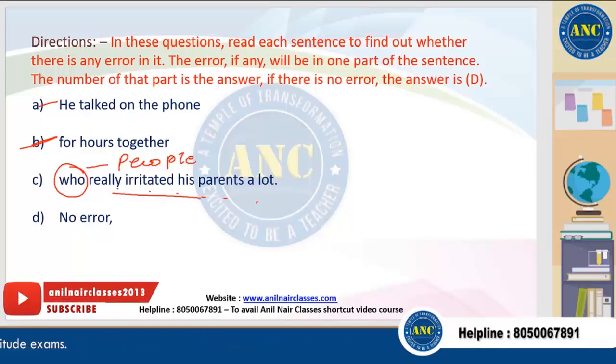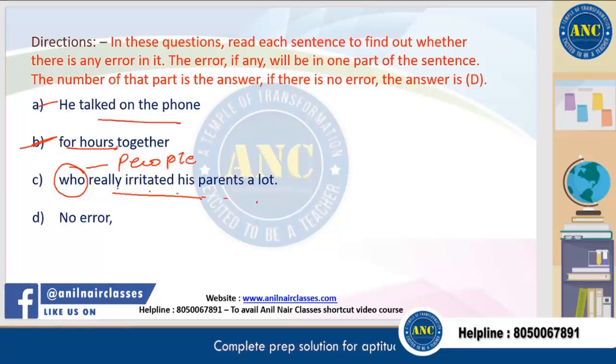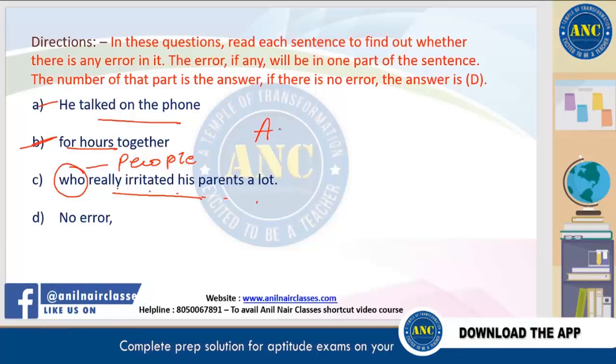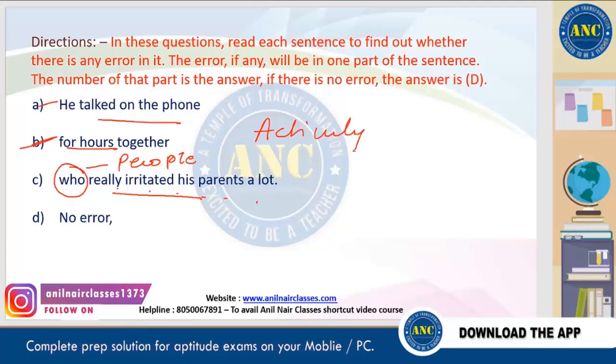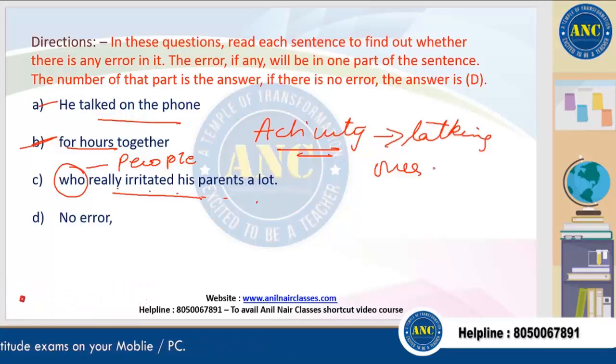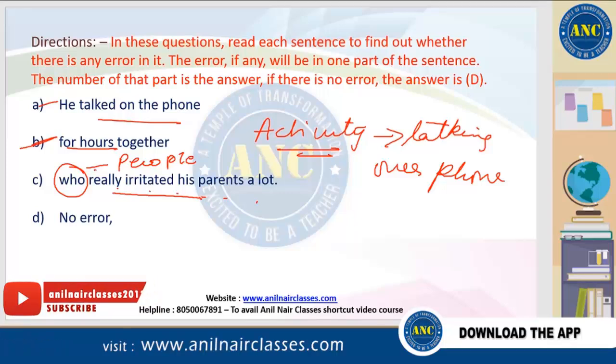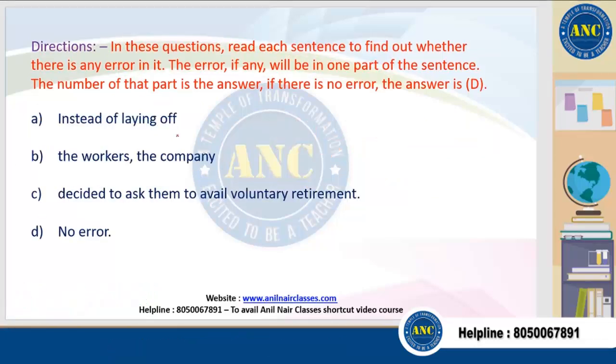What is irritating his parents? His act of talking on phone, right? So this who is referring to one activity. So when it is referring to an activity of talking over phone, can I really use who over there? No, I need which over there. Right? Again, basic concepts.